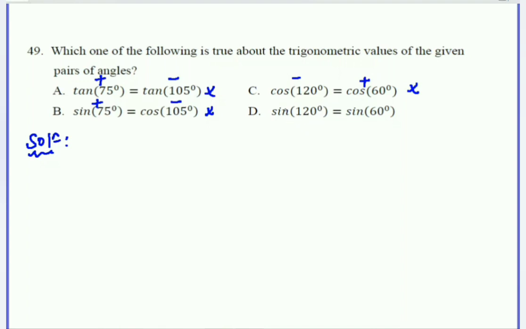The last one, sine of 120 degrees. Actually, sine is positive in the second quadrant, and sine 60 is a first quadrant angle, which is positive. The related angle for 120 degrees is 60 degrees. Therefore, sine 120 and sine 60 are the same. Therefore, the answer for this problem is D.